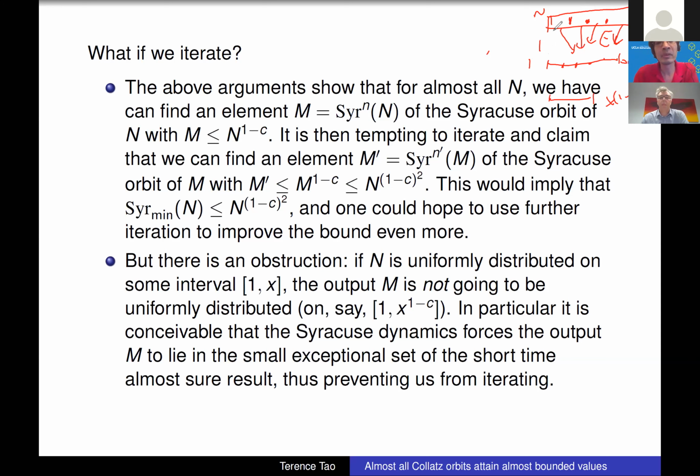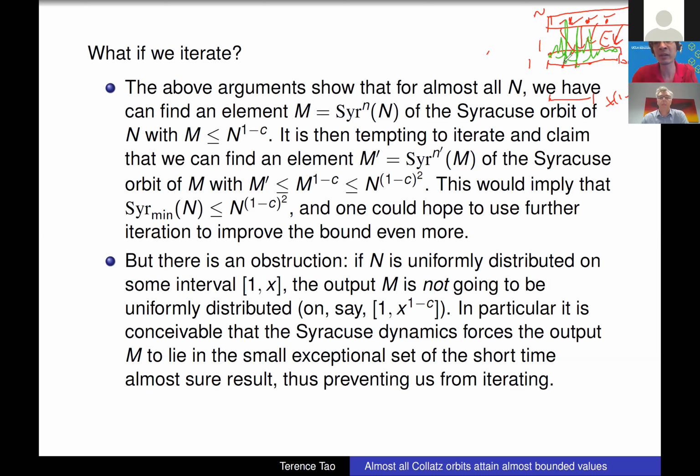But the problem is that the Syracuse map does not preserve the uniform measure. If you start with a uniform distribution here and you apply this map, what you will find is that when you push forward this probability measure, the output of your Syracuse map will have an irregular distribution. It will not be uniformly distributed on, say, this interval. And in particular, the problem is that it might be really concentrated on the exceptional set that you need to move to the next step.